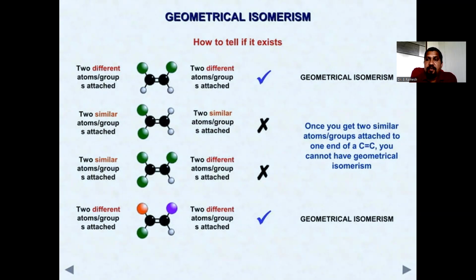I told already that if the same atom or group on the double bonded carbons is on the same side, we call it cis, and if it is on the opposite side, we call it trans. Suppose the same atom is present on the same carbon, look at the second structure. In the second structure, one carbon has 2 methyl groups and the other carbon has 2 hydrogens. Such a compound does not show geometrical isomerism.